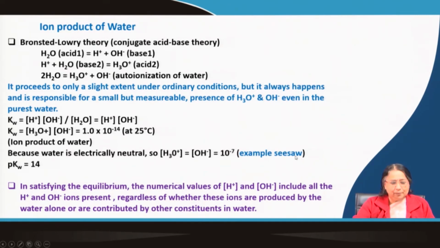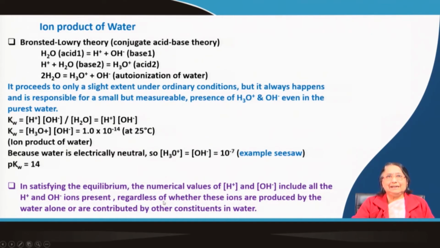In satisfying the equilibrium, the numerical values of H+ and OH- ion concentrations include all the H+ and OH- ions present. It is true not only for water; if something is there in the water, then also we must remember that the product of the H+ ion concentration and OH- ion concentration will be nothing but 10 to the power minus 14. This is very, very important, and when the H+ ion concentration becomes higher, the OH- ion concentration must go to a low value.